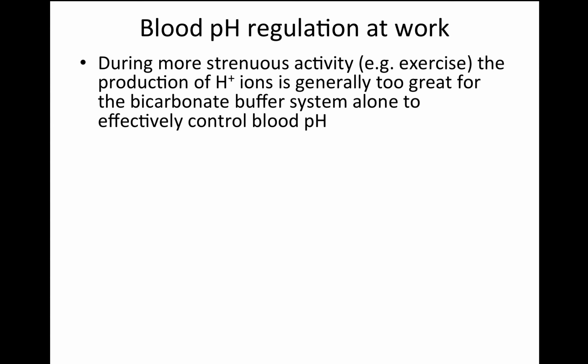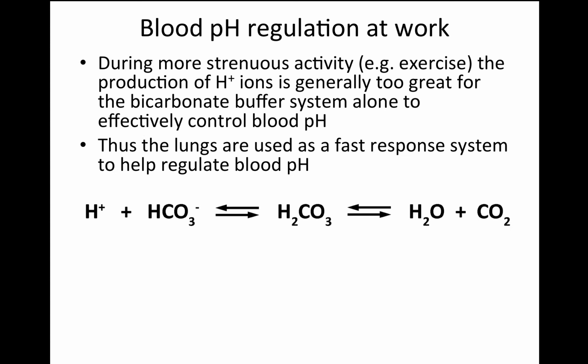During strenuous activity, for example exercise, the production of hydrogen ions is generally too great for the bicarbonate buffer system alone to effectively regulate blood pH. Thus, the lungs are used as a fast response system to help regulate blood pH.